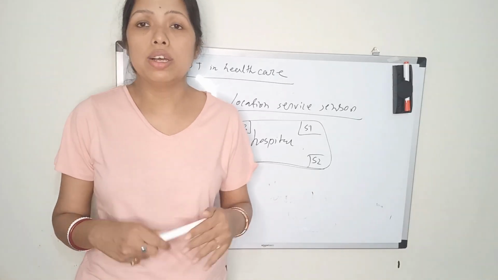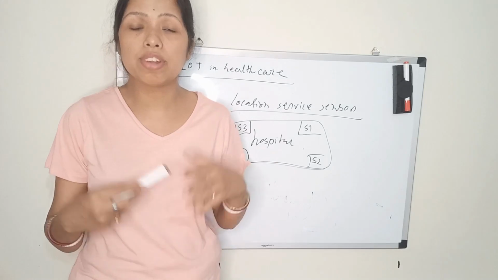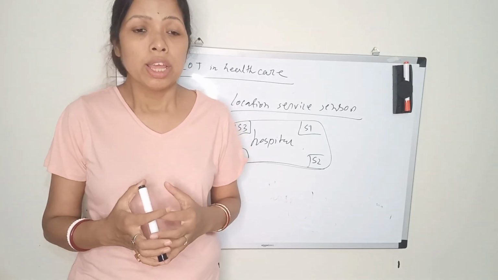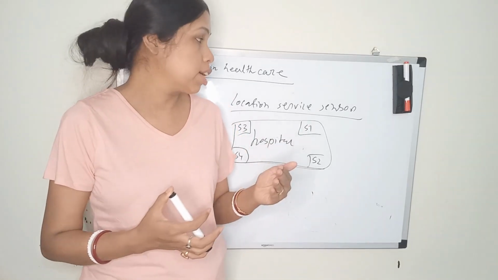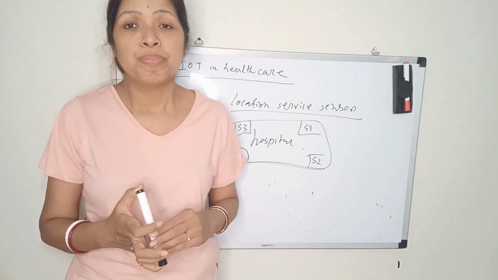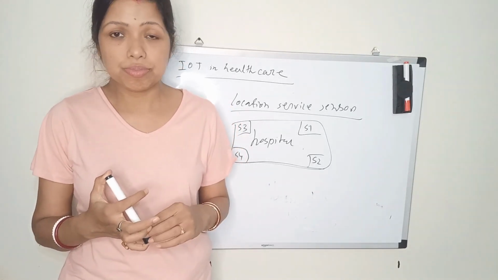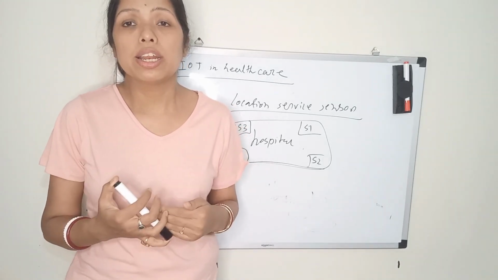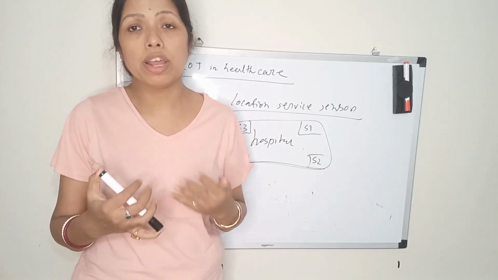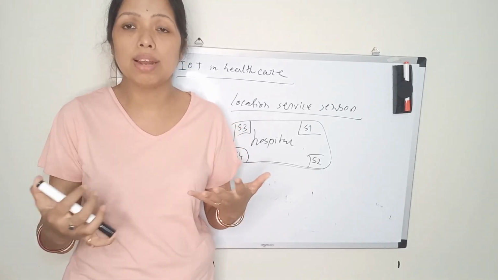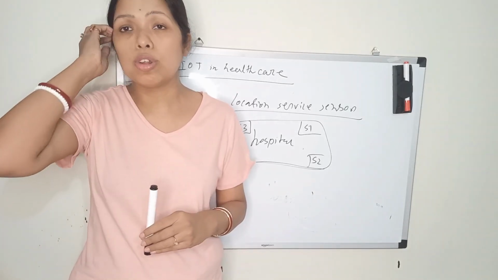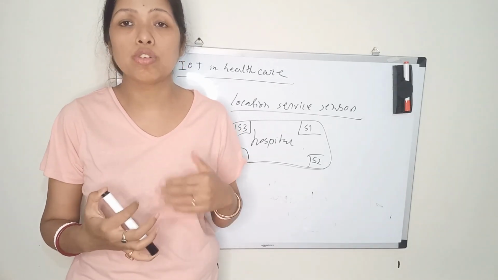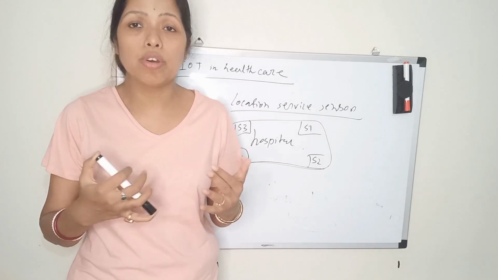So how many devices can we make? We can make different kinds of IoT devices which are useful in healthcare applications. Today, the devices I have discussed are the location service sensor, wireless sensor, trackable inhaler, medical alert system, and robotic surgery. If we make this kind of IoT-enabled device, it will be very helpful for healthcare, right? Lots of research is already going on related to this. In the upcoming lecture, I'll try to discuss what research is going on related to healthcare.